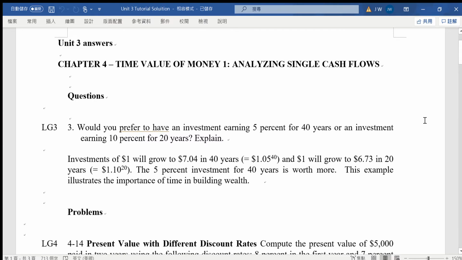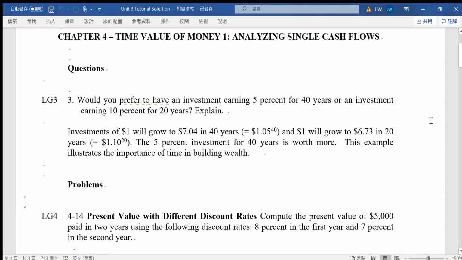For the first question, it asks you: would you prefer an investment earning 5% for 40 years or an investment earning 10% for 20 years? And it asks you to explain. Looking at this, you will find that you are being offered two different kinds of investment. But no matter how, the main difference is among two important things: one is the interest rate, one is the number of years. That's why you need to discuss that, because that is related to the future value. No matter how, that will be using the compounding concept.